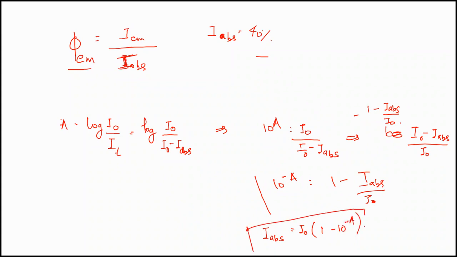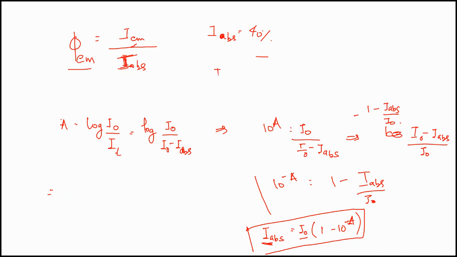Now suppose I give you the value of I naught and A, so then I have given you the value of I absorbed. Now you have to calculate the value of I emission. Okay, so this question will not be that easy. Now I'll not give you the value of I absorbed. I'll give you the value of only absorbance. Then you have to calculate.